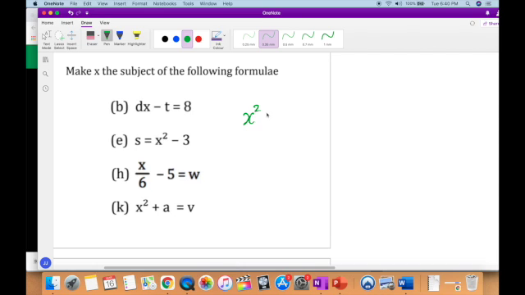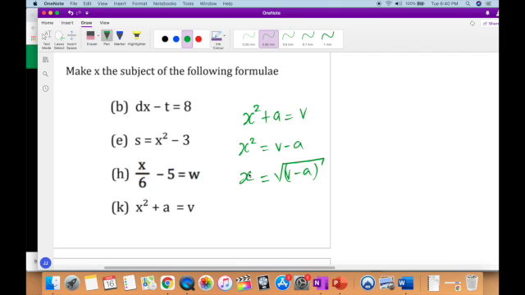X squared plus a is equal to v. Make x the subject of the formula. Flip the a to the next side and make it negative a. V minus a, yeah. And then take the square and make it the square root on the next side. Very good. V minus a, right? The square root of everything.